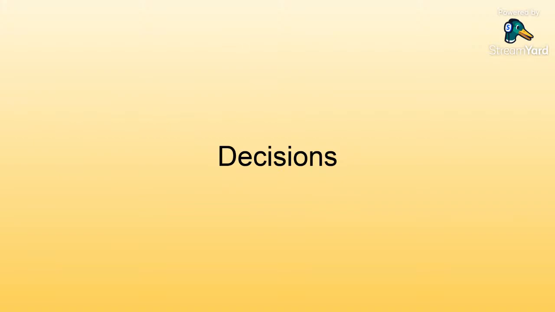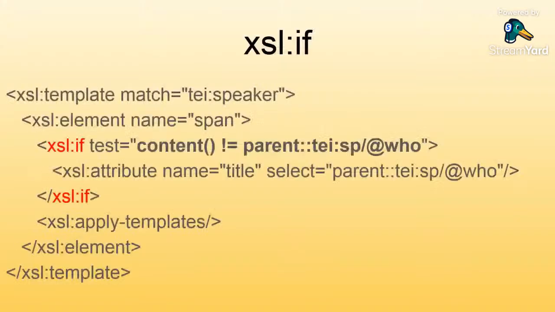A couple more XSLT elements and commands that are used to help you make decisions as you process. The first of these is an if command. This is the most common command in pretty much every programming language you'll see. This basically says, if a certain condition is met, then do something. If not, then ignore me.